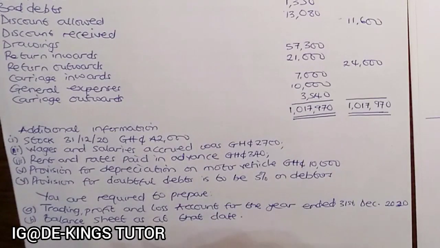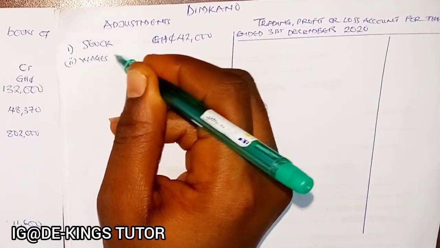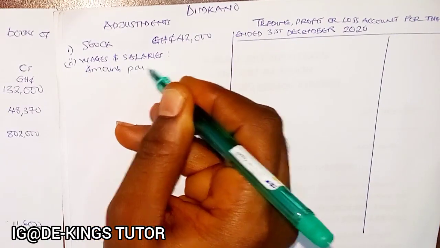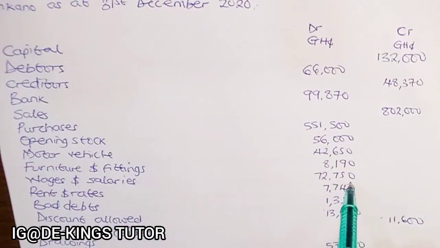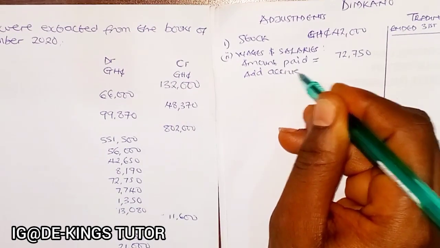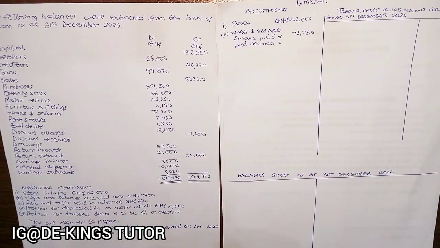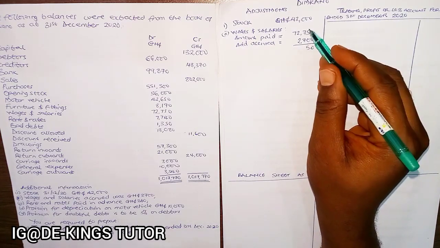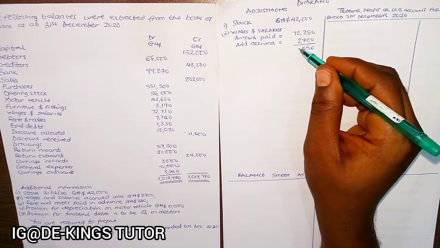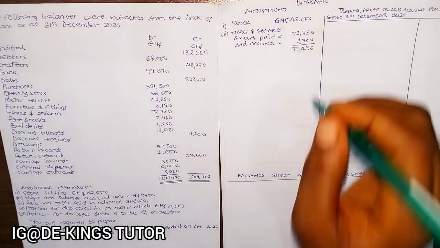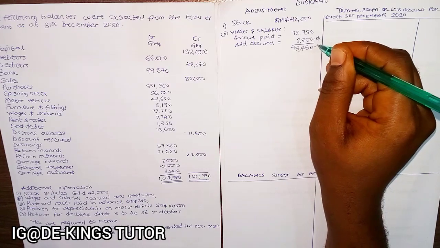Okay, the next one, wages and salaries accrued. Now, once I say this accrued, it means it is owed. So we're going to write wages and salaries. The amount paid, that is the amount in the trial balance, is 72,750. And since it is accrued, we are going to add it. Add accrued 2,700. So we have 0, 5, 14, that's 4 carry 1, 5, and 7. That's 75,450. Okay, so that's wages accrued. This accrued is the one that will go to balance sheet, while this one will go to profit or loss account.